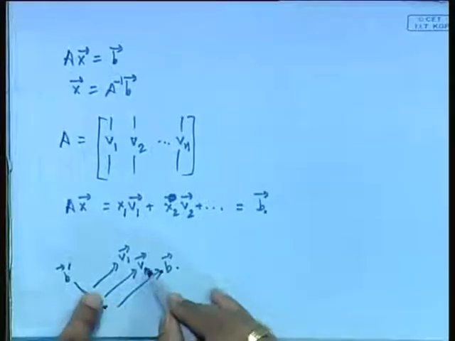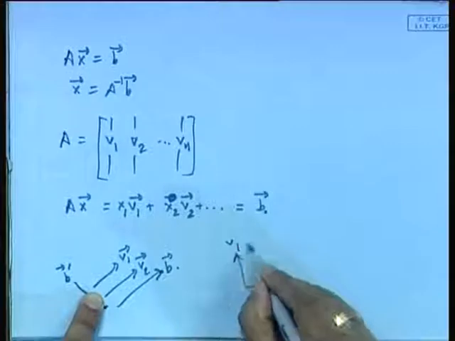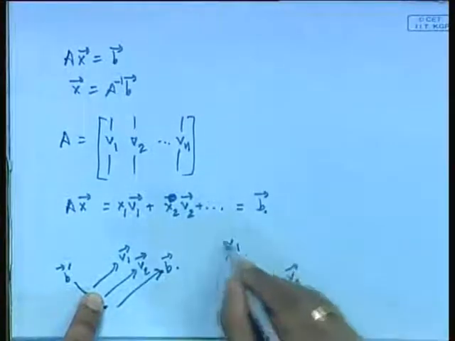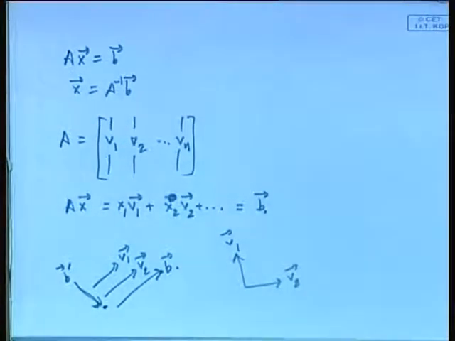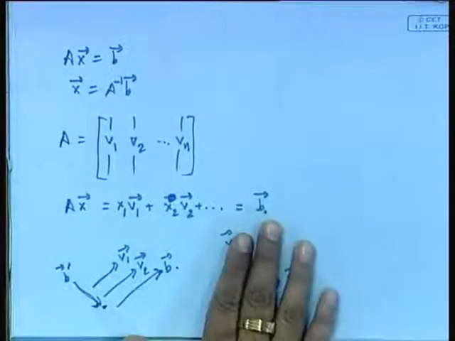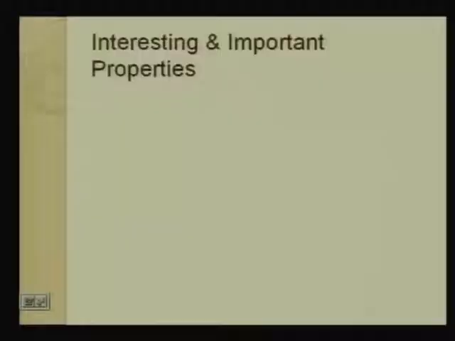But the best case, meaning the nicest case, is when V1 and V2 are not parallel. So, if V1 is in this direction and V2 is in this direction, any point in this space can be represented as a combination of V1 and V2. So, they form what is called a basis for this space. You must have studied all these in your linear algebra course, but I am repeating some of them because we will use some of them later on.